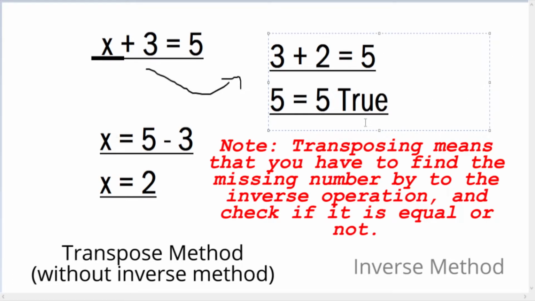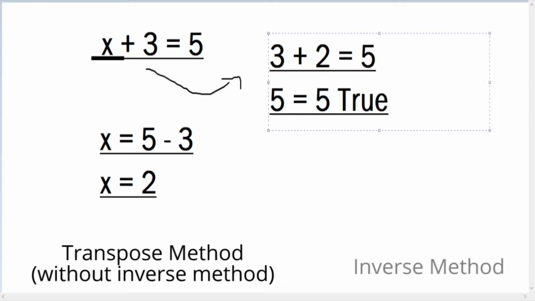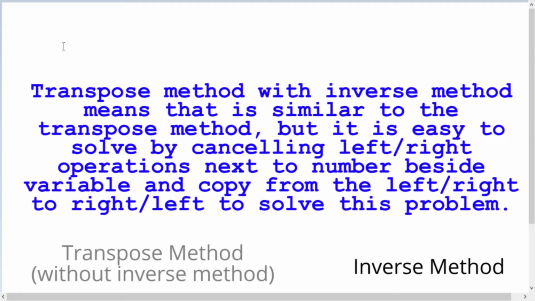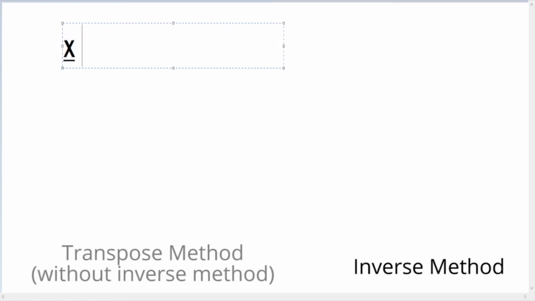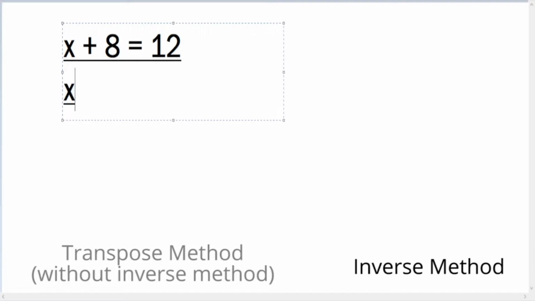Now, how about the inverse method? So let's show you about that. Okay? So now inverse method means, for example, x plus 8 equals 12. How we're going to do it is, instead of the transpose method for x, most users cannot explain the transpose method, otherwise the inverse method will be easier to explain, just like the transpose method.